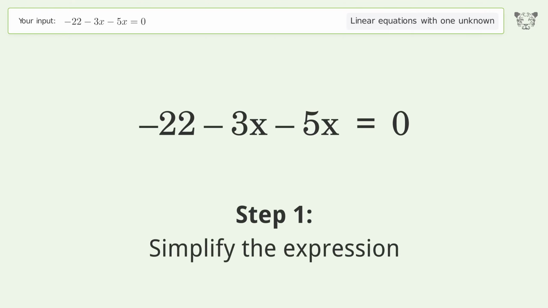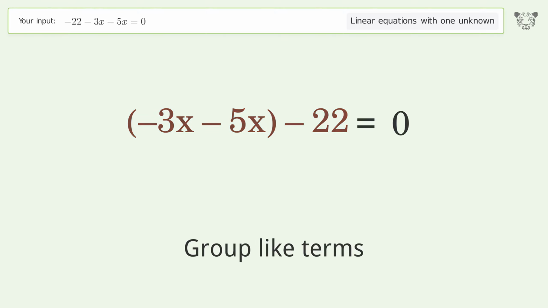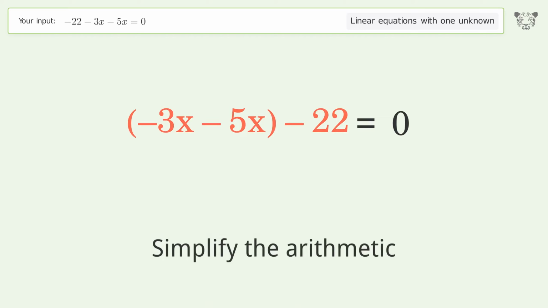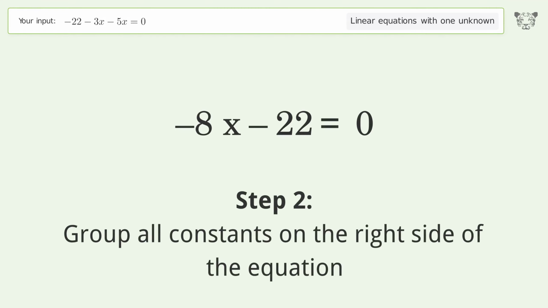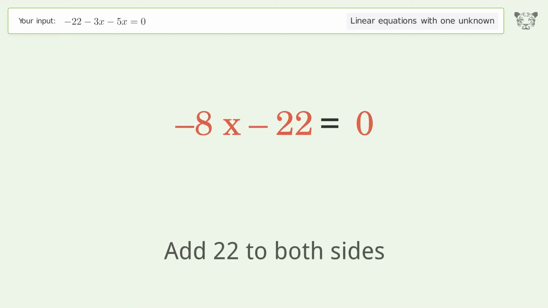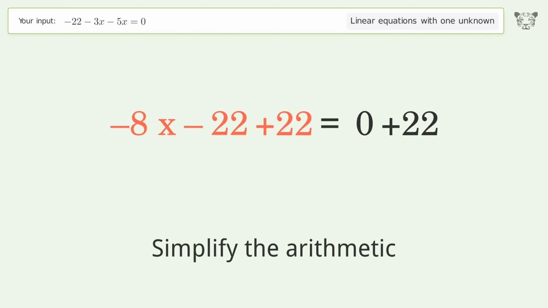Simplify the expression. Group like terms. Simplify the arithmetic. Group all constants on the right side of the equation. Add 22 to both sides. Simplify the arithmetic.